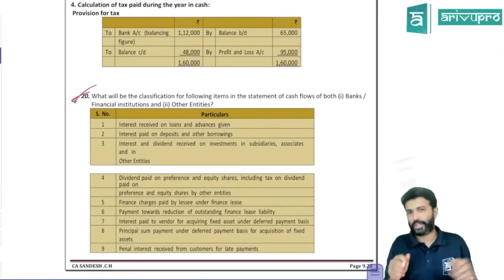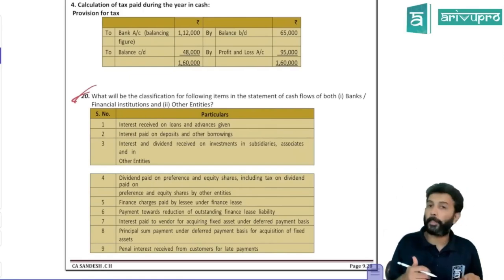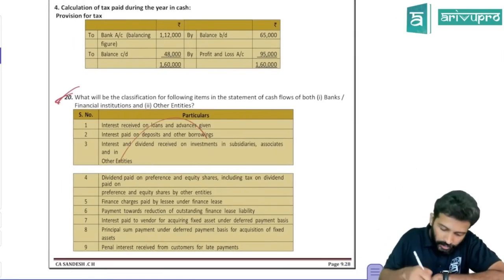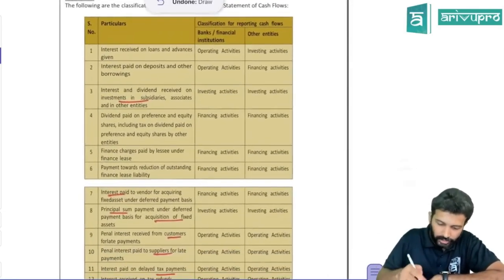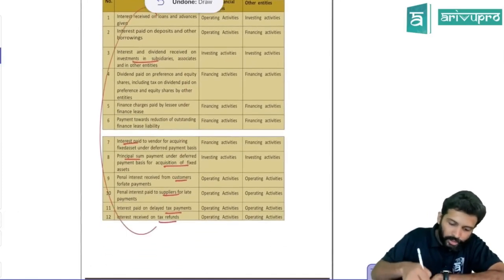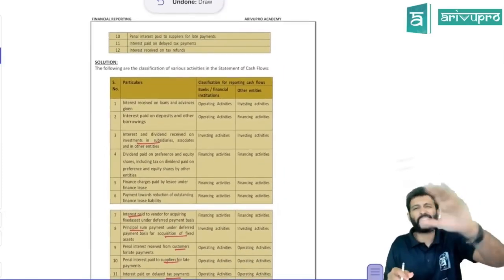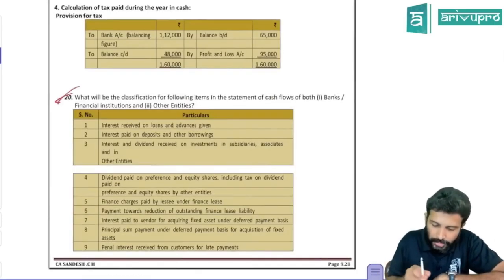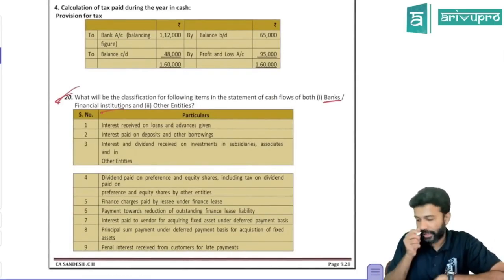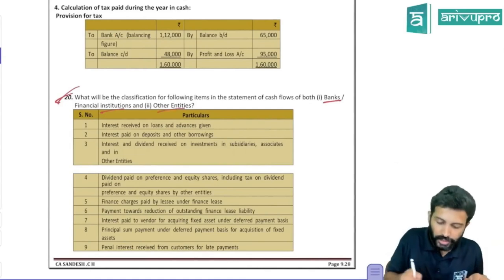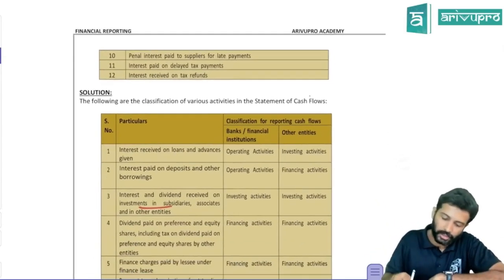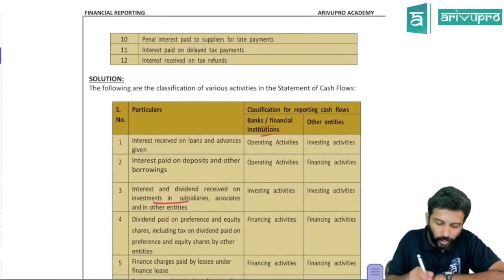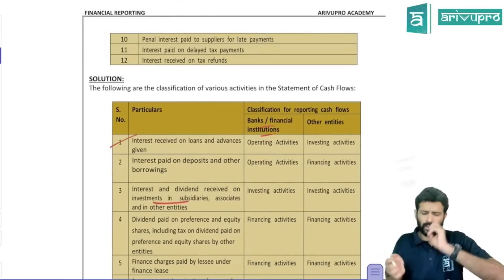This is about classification. How will you classify the components in the cash flow statement? It's a given question. So all these are components. You need to tell whether they're operating, investing or financing. You need to give the classification based on banks. If it's a bank or financial institution, what will be the classification? If it's other entities, what will be the classification? Maybe first we'll do it for banks, or maybe we can do it together also.